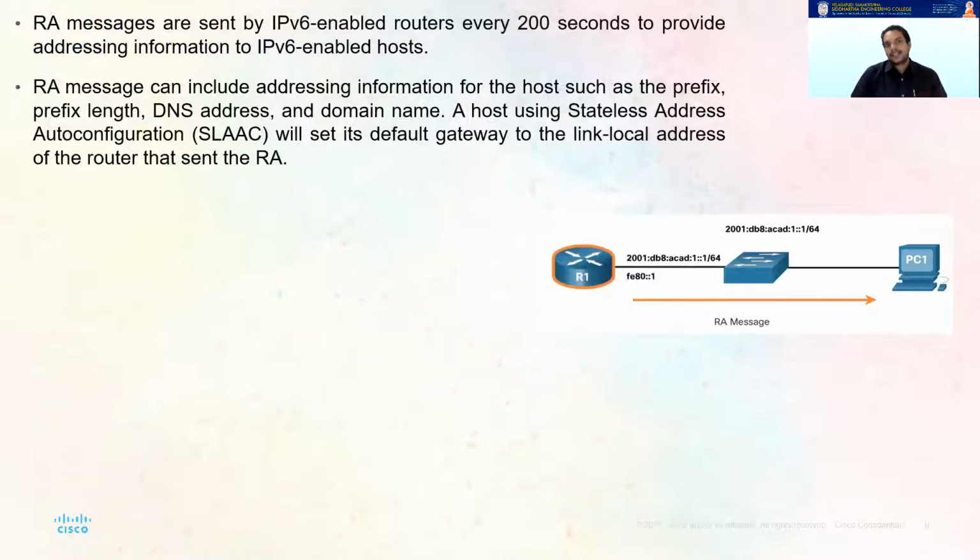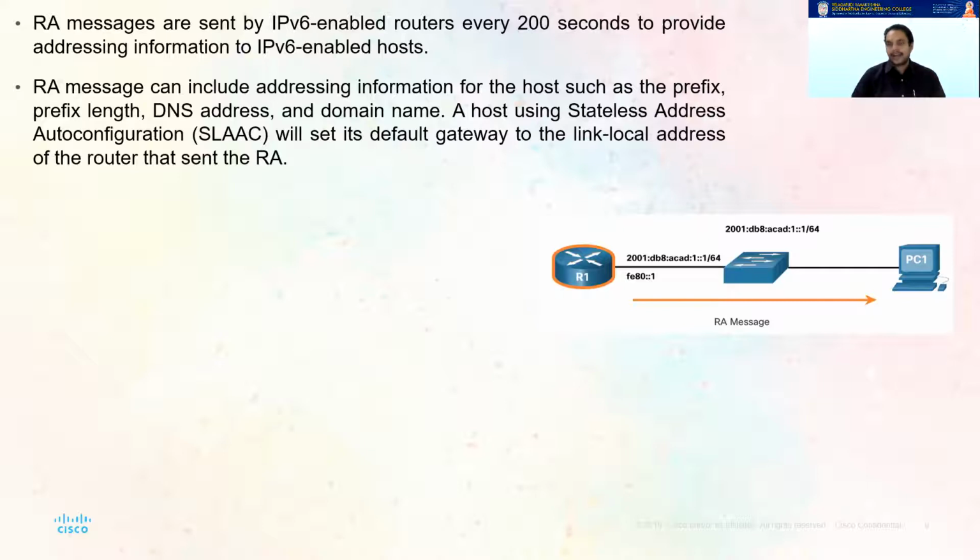RA messages are actually sent by the IPv6 enabled routers every 200 seconds to provide addressing information to the host. So RA stands for router advertisement. The name itself tells you that this advertisement is actually sent out by the router periodically to inform everybody about the parameters. Now, what type of parameters does that include? It can have a lot of information, such as the prefix, what is the network prefix, what is the prefix length, what are the DNS addresses, what is the domain name.